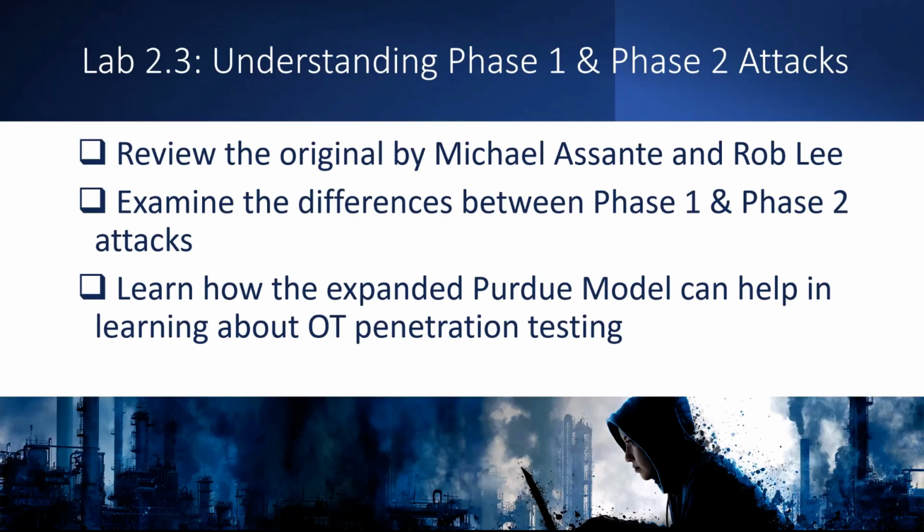That's how I've laid out the IT and the OT pen test, just to make it easier for myself to understand. I think it's a little bit simpler and more straightforward. But you will see in the paper how they talk about the differences between phase 1 and phase 2, and how we can also use the expanded Purdue model to talk about how OT pen testing works. So that's the last lab in this section. Again, every other lab in this course is going to be hands-on. So I promise, no more research.